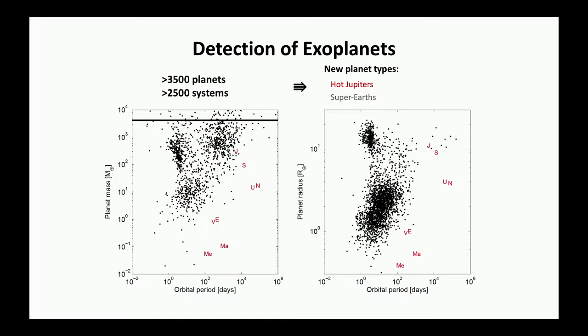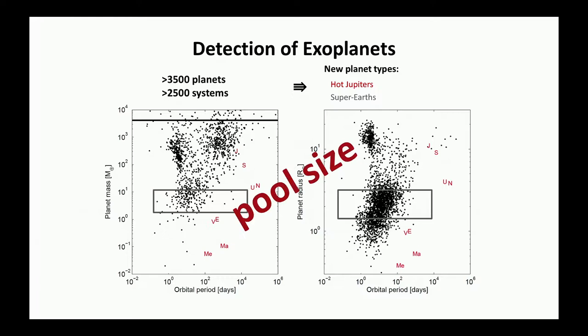Thanks to that, we find new planet types, like hot Jupiters, planets of the size of Jupiter orbiting the star not in 11 years, but in only a couple of days. We find super-Earths, planets that have no analog in our solar system. They are bigger than the biggest rocky planets, Venus and the Earth, but actually smaller than the gas giants, the ice giants, Uranus and Neptune, so we can't really say what their nature is just a priori, just based on that information. So you can see that with the pool size, we've started to challenge our understanding of these planets.